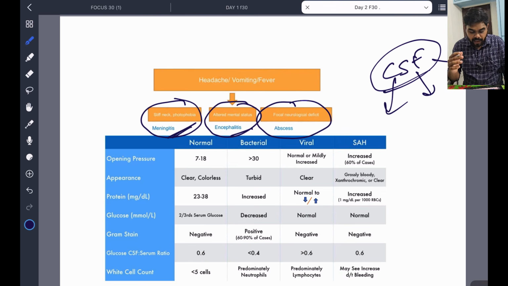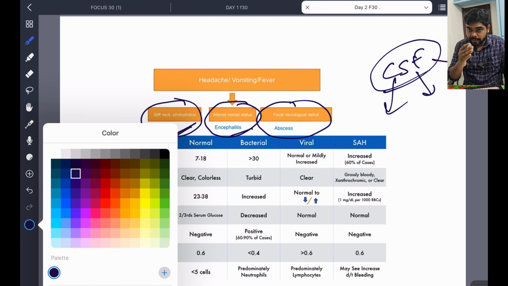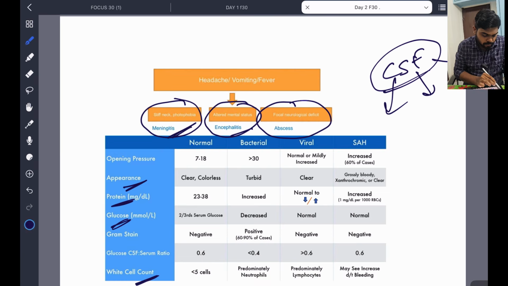Okay, we can examine the protein level, glucose level, the gram staining, cell count, and the appearance. According to this, the diagnosis will change and the treatment will change. So definitely the treatment of TB meningitis is different from bacterial meningitis, which is different from viral meningitis. Correct? So now we will see the normal values, and after that we will see bacterial and viral meningitis, and then we'll discuss some other examples also.